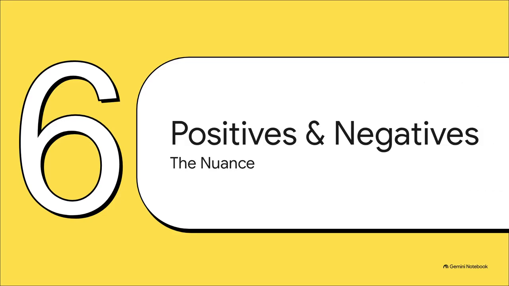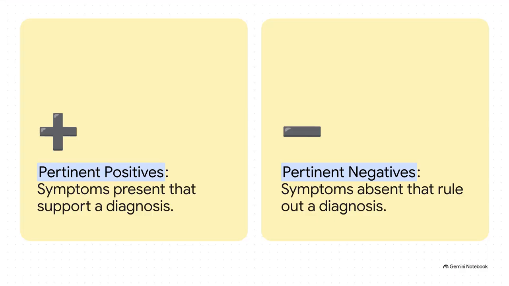And finally, Section 6, Pertinent Positives and Negatives, the Nuance. You see, in medical documentation, what isn't there is often just as important as what is there. Pertinent positives are the symptoms present that actively support a specific diagnosis. Pertinent negatives, however, are the symptoms that are notably absent, which helps rule out a diagnosis or make it highly unlikely. Documenting both of these elements builds a crystal clear pattern recognition for anyone reading your note.